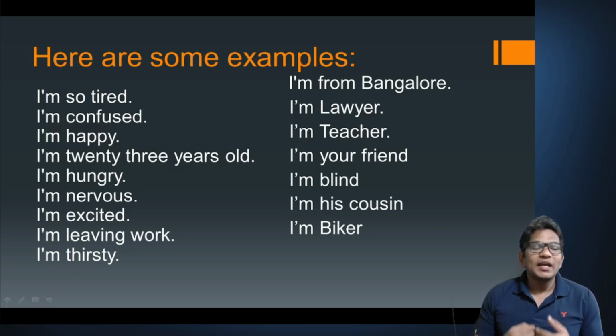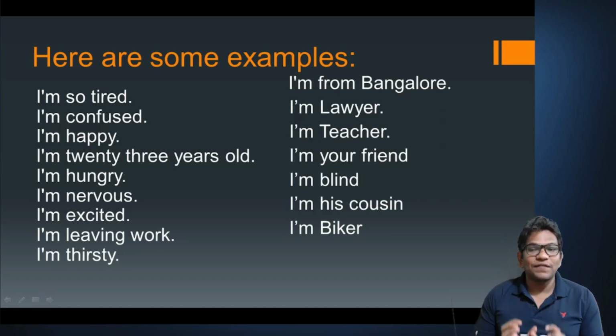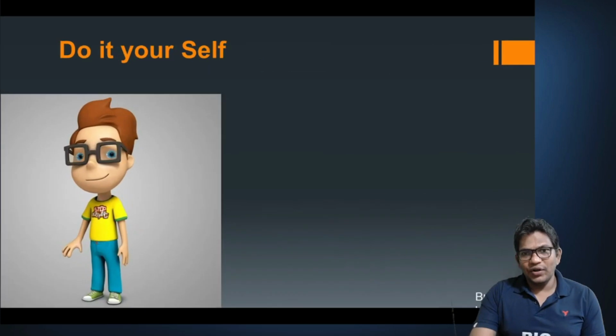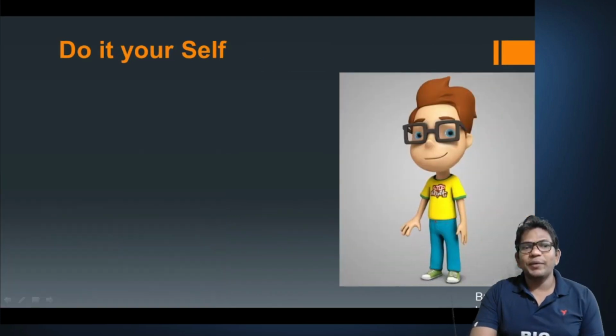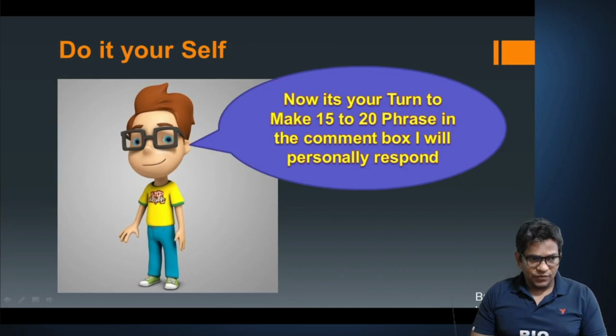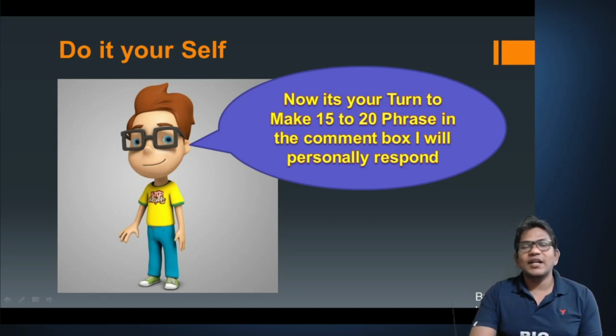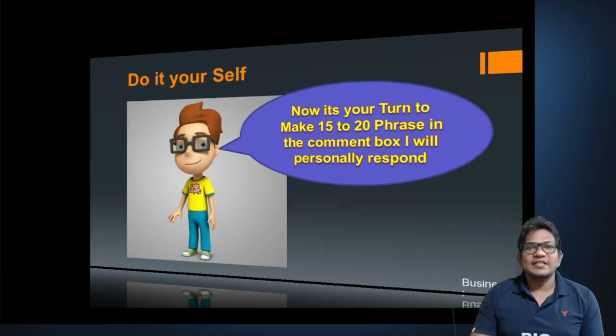Very important. Next, it's your turn to make at least 15 sentences on it. Understood? I am is a word used to describe what you are doing. So now do it yourself. You need to make 15 to 20 sentences, all right? And please comment in the comment box. Definitely, guys, I'll respond to you personally. So one is done, I am is over.